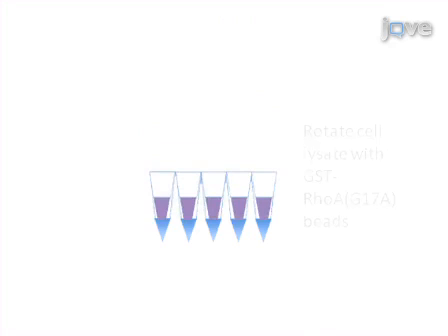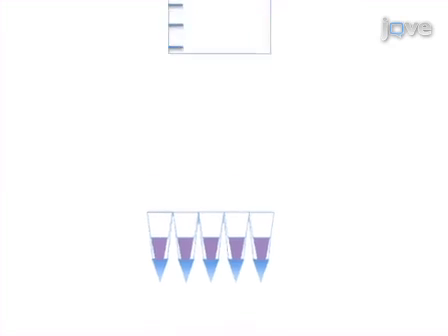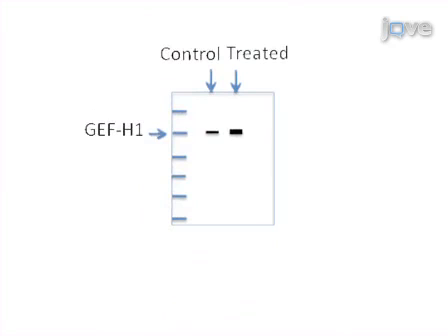Ultimately, results can be obtained that show increased precipitation of activated GEFs in treated cells through Western blot analysis of the precipitated proteins with a specific anti-GEF antibody and quantification by densitometry.